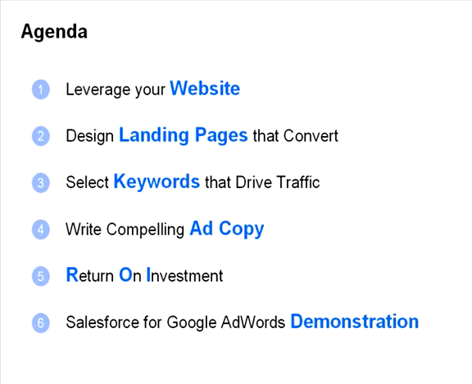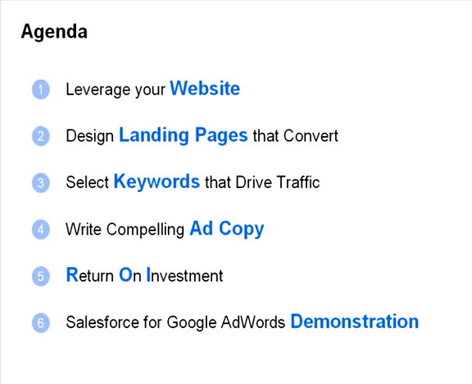So here's the things I'm going to go through today. We're going to talk about, as I mentioned, leveraging your website. We're going to talk about designing landing pages. So landing pages are the first place somebody goes from a Google advertisement, and typically that resides someplace on your website. And if all goes well, that landing page corresponds to the copy and the keywords that they search for.